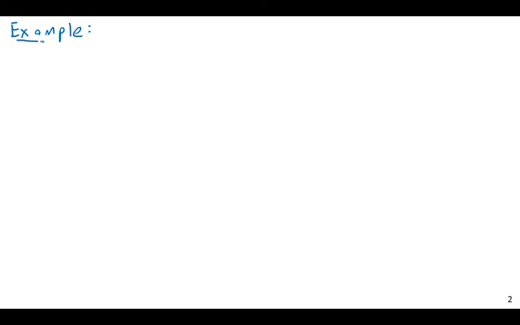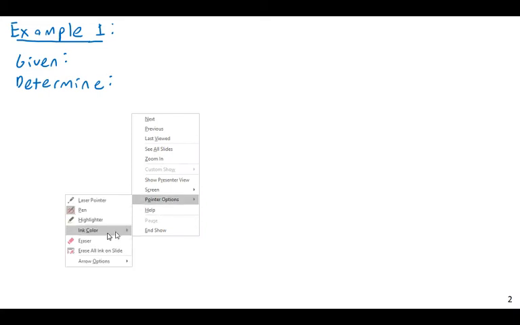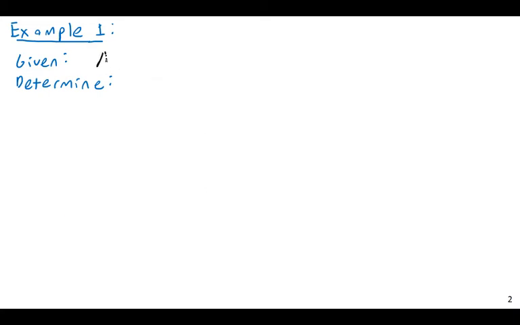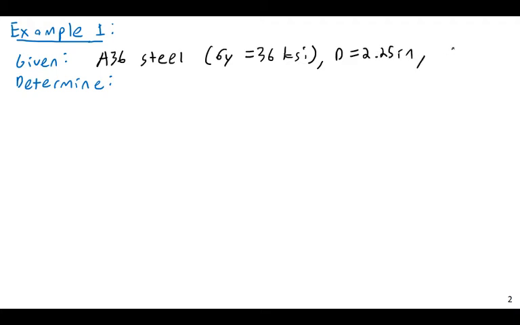So let's look at an example of how to design a column. I'll call this example one. We are given A36 steel with a yield stress equal to 36 KSI. This is a circular column with a diameter of 2.25 inches, and a factor of safety, for some strange reason, of 1.0. I guess we're just feeling like keeping things simple. Maybe we've been really conservative when estimating our loading, et cetera.